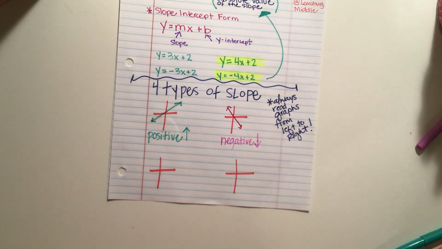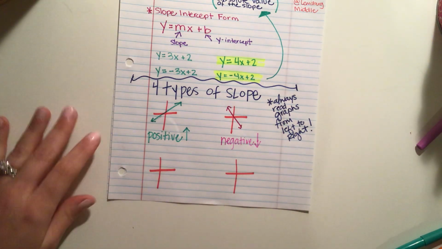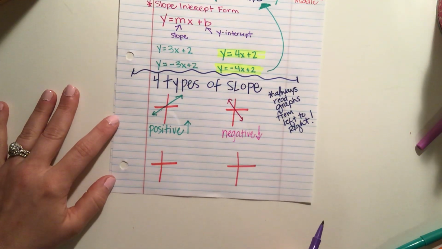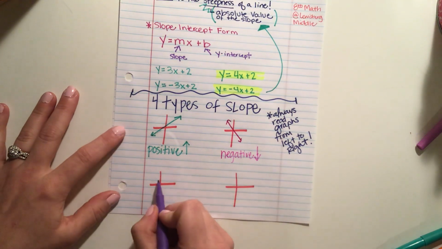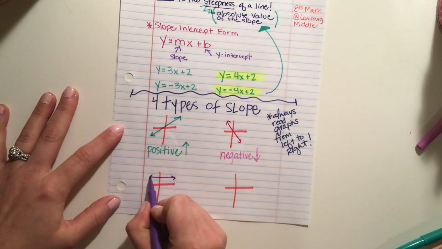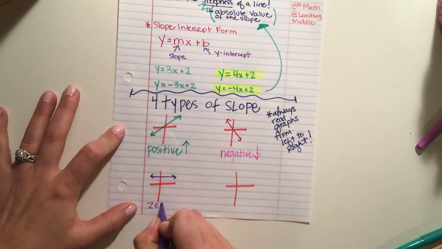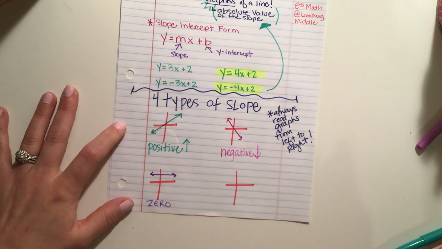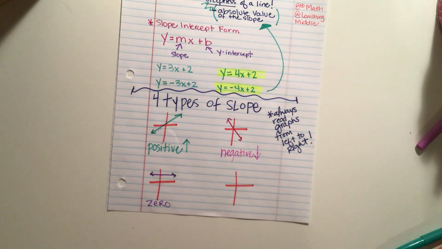The third type of slope that we're going to talk about is zero slope. Zero slope, meaning there's zero slope. There's no slope. A zero slope line is straight across. It's not increasing and it is not decreasing. It is doing neither one of those things. A zero slope goes straight across. It's going zero. It's going all the way across.